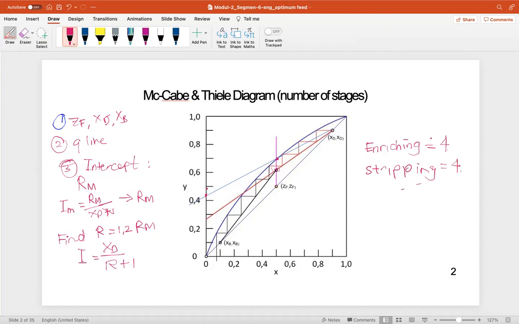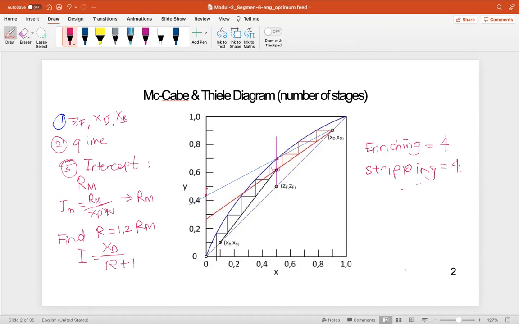So you have 4 enriching and 4 stripping, and then plus 1 reboiler. So how many equilibrium stages do you have? You have 8. How many stages in the enriching? There are 4, and in the stripping there are 4. And what is the fifth stage? It is 4. So that is the outcome of your stages there.